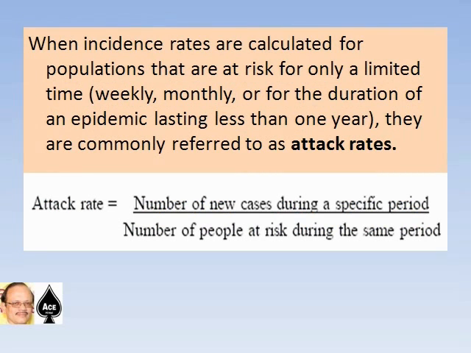When incidence rates are calculated for populations that are at risk for only a limited time, which may be weeks, months, or the duration of an epidemic lasting less than 1 year, they are commonly referred to as attack rate. The equation is: attack rate is equal to number of new cases during a specific period divided by number of people at risk during the same period.